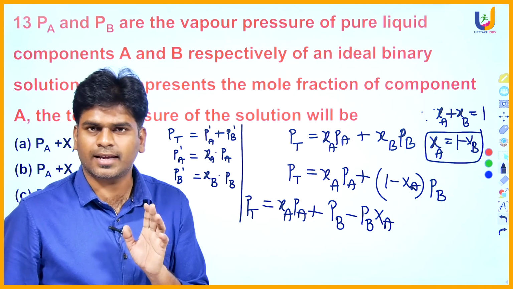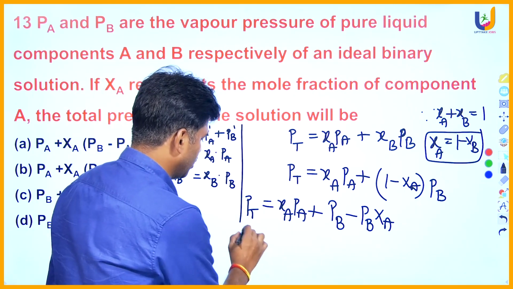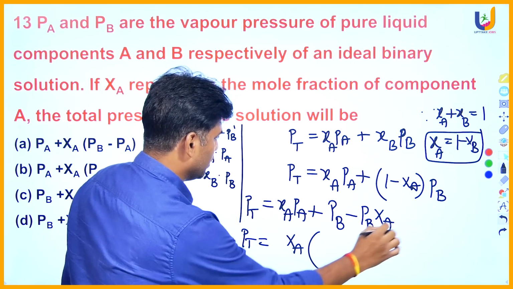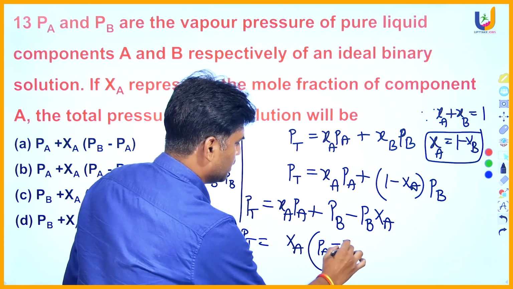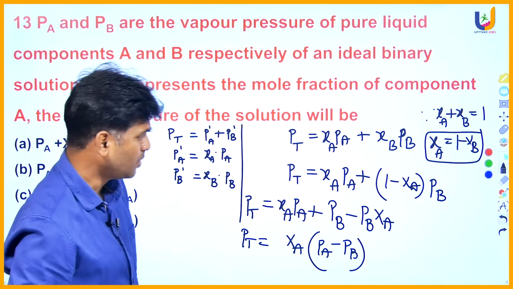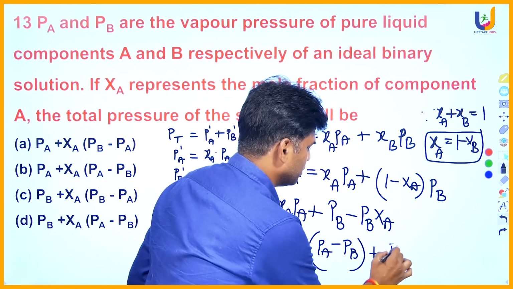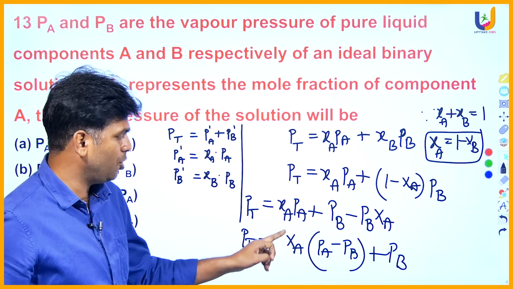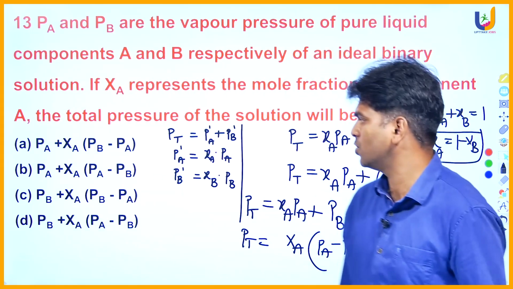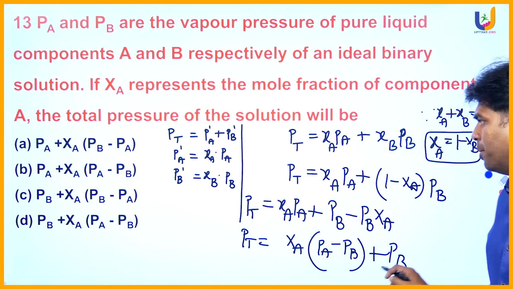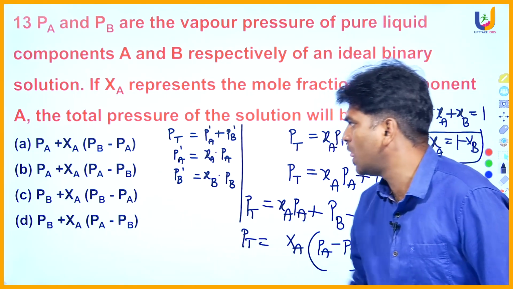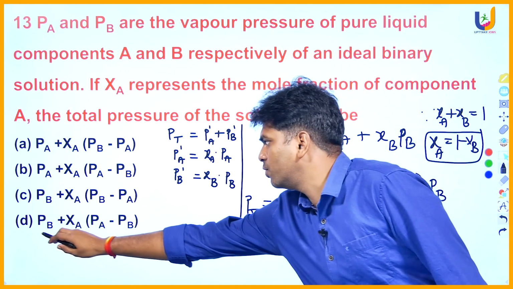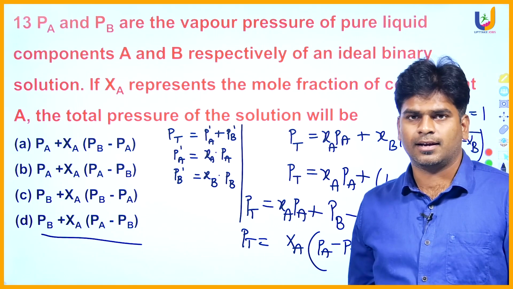From this, can we take Xi A as common? Yes. Total pressure is equal to Xi A as common, and finally it will form PA minus PB, plus PB. So total vapor pressure is equal to Xi A into PA minus PB plus PB. Can we see anywhere a formula like this? PB plus Xi A into PA minus PB. As per the options, option D is correct.